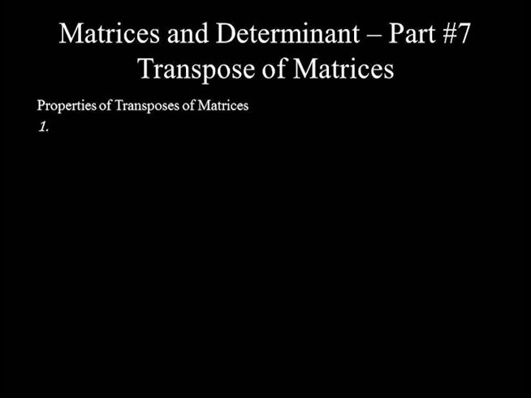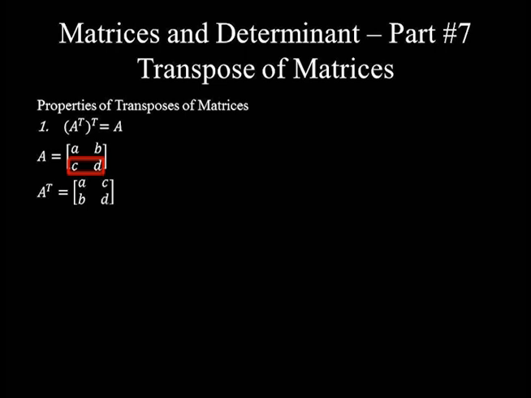The first property: the transpose of A transpose is equal to the original matrix, that's matrix A. Let's check this by taking this 2 by 2 matrix. A transpose equals: row 1 of matrix A becomes column 1 of A transpose, and row 2 of matrix A becomes column 2 of A transpose.